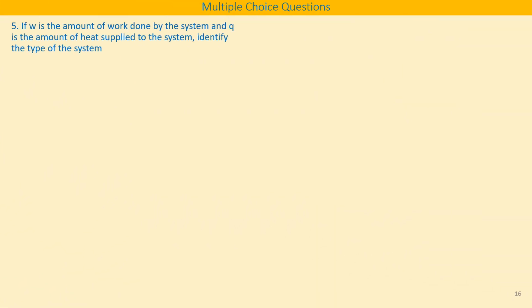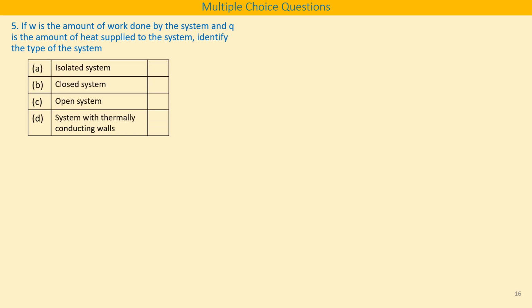Next question. If W is the amount of work done by the system and Q is the amount of heat supplied to the system, identify the type of system. So please read the question once again. Read the four options: isolated system, closed system, open system, system with thermally conducting walls.